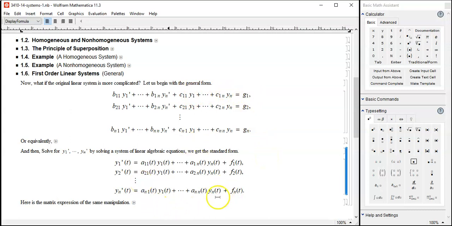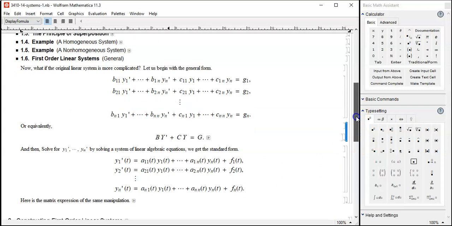And then if you do those, in the end, you can solve for y1 prime, y2 prime, y3 prime, and so on. So on the right-hand side, we have a certain linear expression, and we can name those as the standard form like this. Basically, what we are doing is this kind of matrix computation.